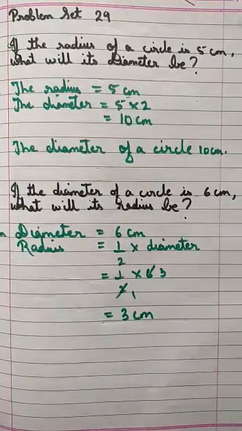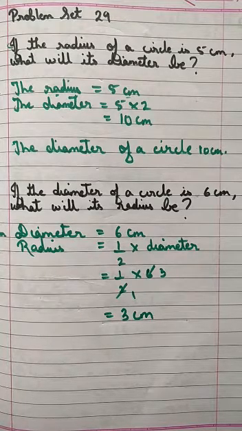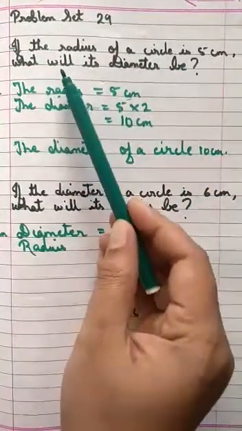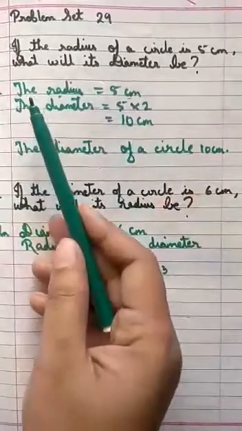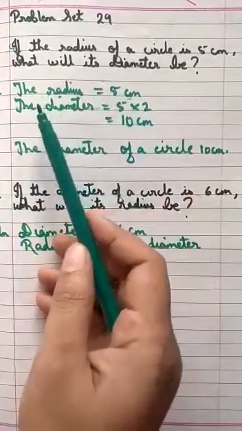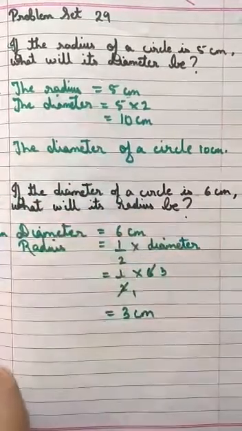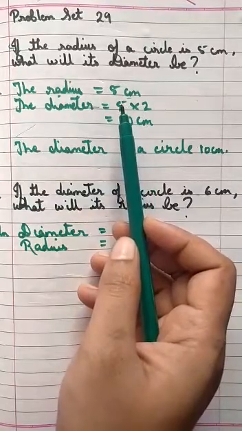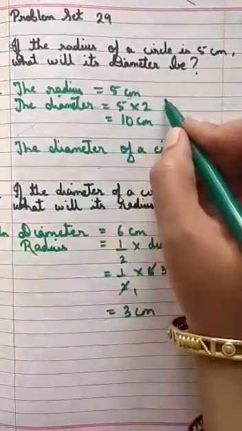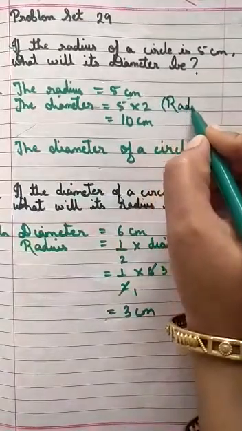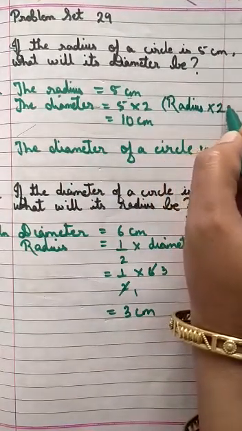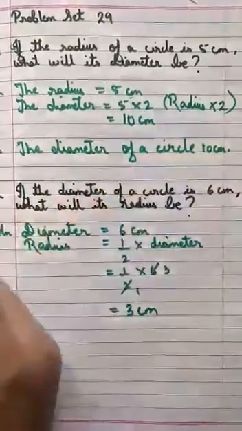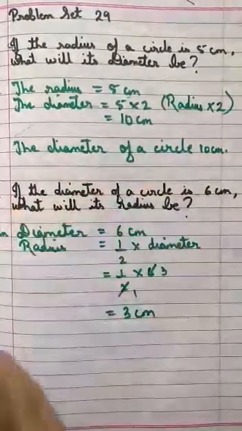See here, if the radius is given and we have to find the diameter, how will we find? If the radius of a circle is 5 centimeter, what will its diameter be? So the radius is equal to 5 centimeter. The diameter is the double of radius. Understood? So we can write here the formula as radius into 2. Understood? So here radius is how much? 5, and into 2, 5 2s are 10. So the diameter of a circle is 10 centimeter.